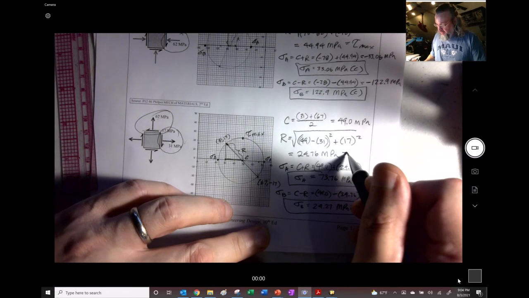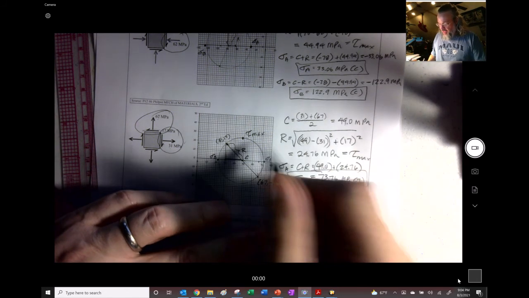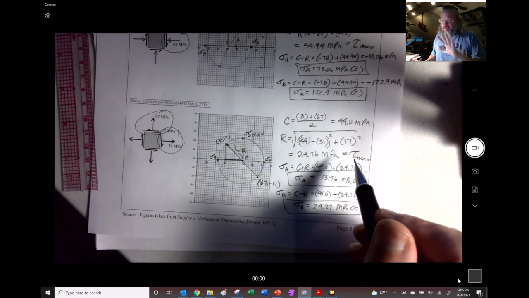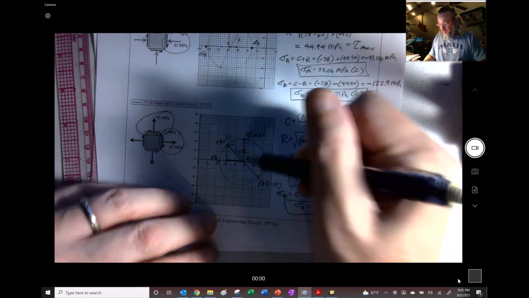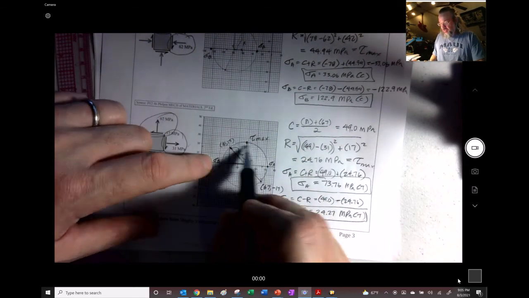And then this, as has been so far, the absolute maximum. Oh no, excuse me. I said there. Don't say that. Not yet. It's not the absolute maximum. It's just the maximum shear is going to be equal to the radius, which makes sense, right? Because this is the maximum shear that's going to be possible.